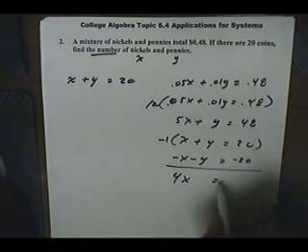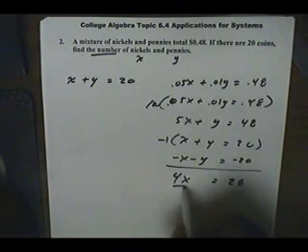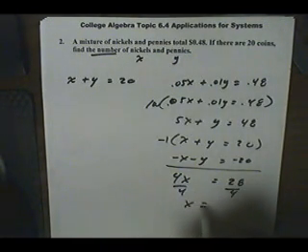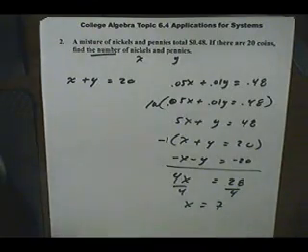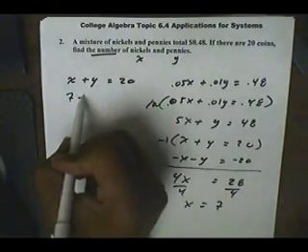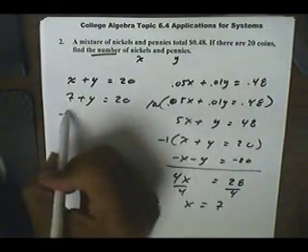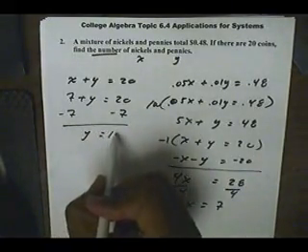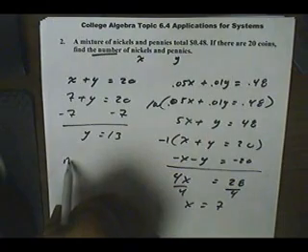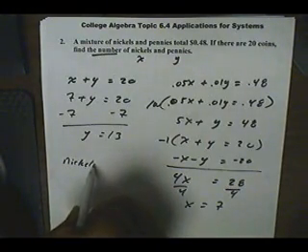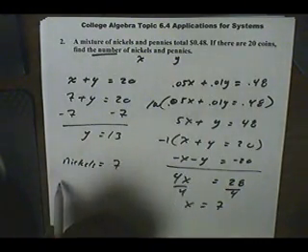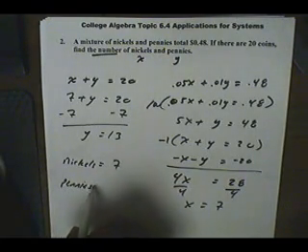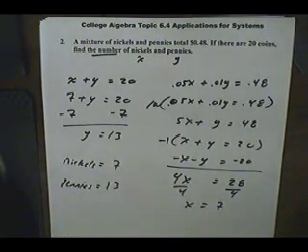So we'll get 4x equals 48 minus 20, which is 28. Divide both sides by 4, and x is 7 coins. So we have 7 nickels. Now using substitution, 7 for x plus y equals 20. Subtracting 7 from both sides, we will have that y equals 13. So the number of nickels will be x, which is 7. The number of pennies will be y, which is 13.